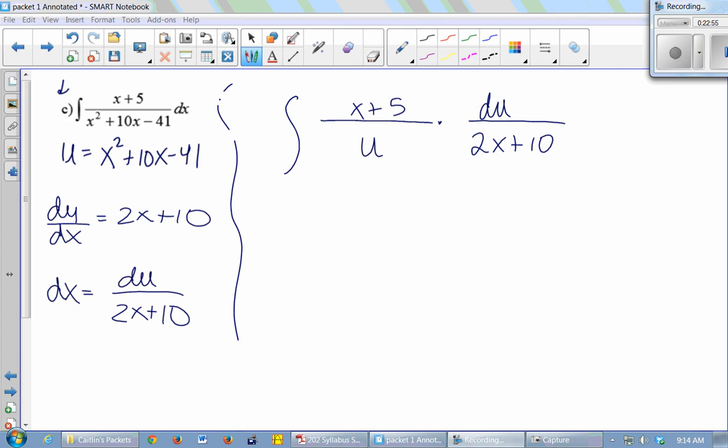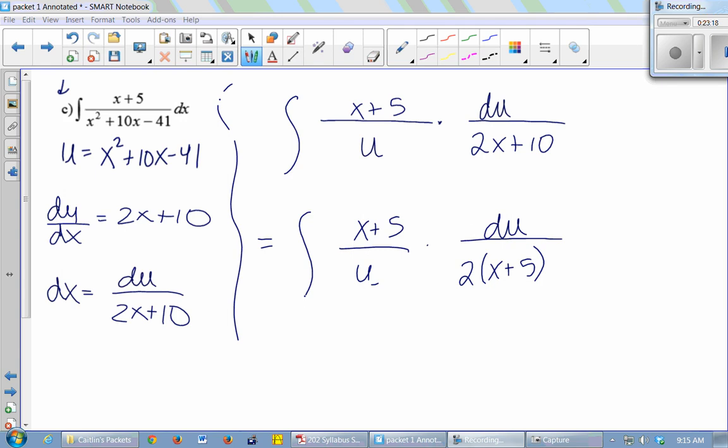And this is the part where you simplify and cancel as much as you can, and you just have your fingers crossed, hoping that all the x's go away. Right? So this is going to be x plus 5 over u times du. I can factor out a 2 from this 2x plus 10, which means that I will get all my x's to cancel. So this becomes the integral, I'll bring the 1/2 out in front, 1/2 the integral of 1 over u du.